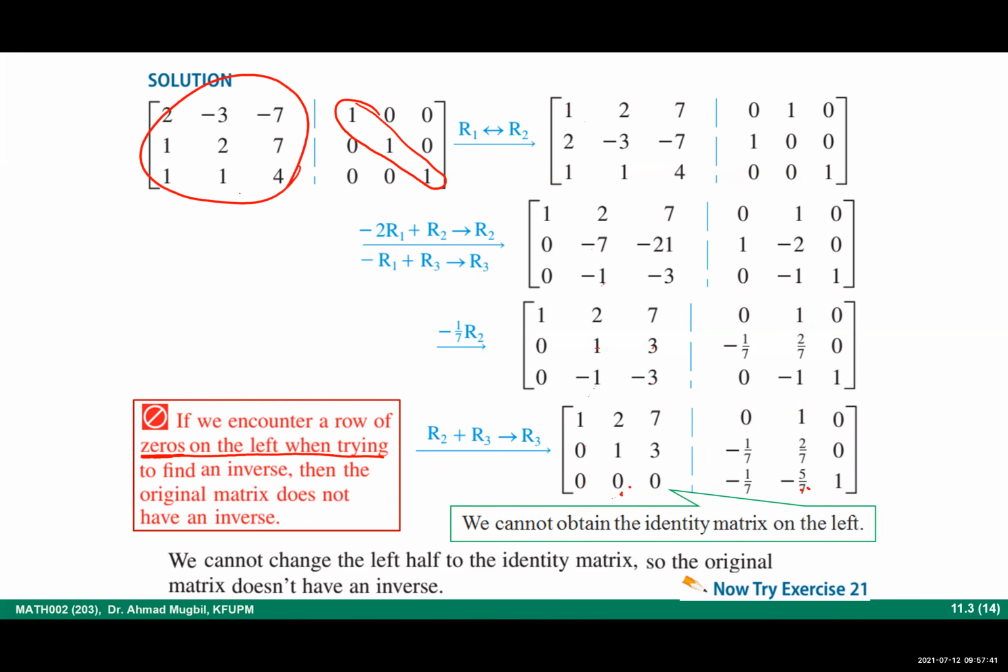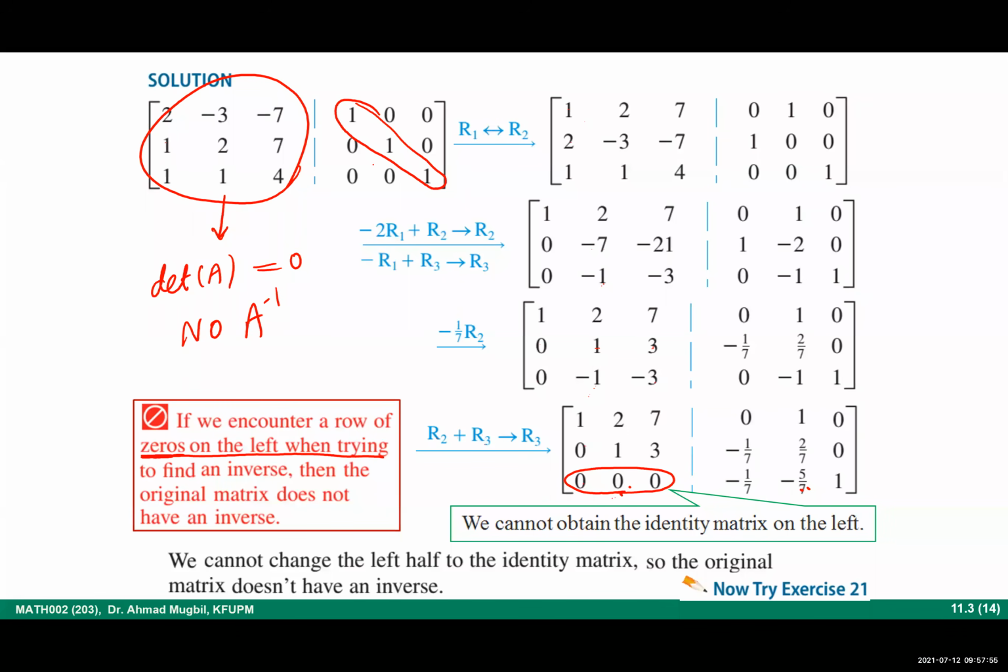By the way, we will see that in 11.4. To know whether it has an inverse or not, we will just find the determinant. If the determinant is 0, there is no inverse. And this will happen, of course, if one of the rows is entirely zeros. Is it clear, shabab? If you cannot obtain the identity matrix on the left, it is impossible, khalas, because we lost this one here. How can you get it back? You will not be able to do that.